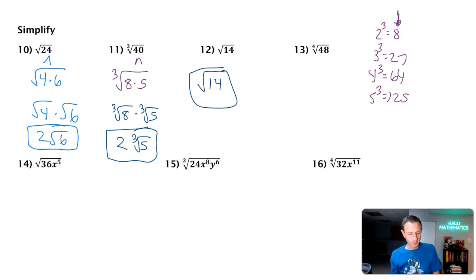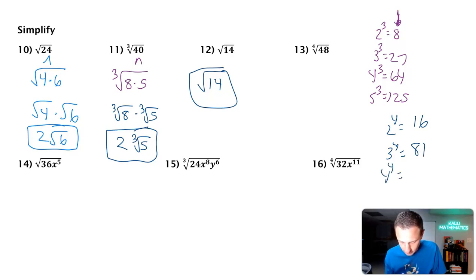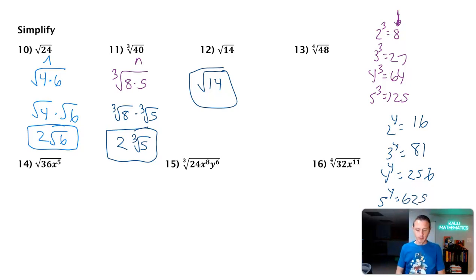Number 13, the fourth root of 48. So now we're talking about fourth roots. You don't really need to know a lot of the fourths. This really doesn't come up a whole lot, but 2 to the fourth is 16, 3 to the fourth is 81, and then I'll just write down 4 to the fourth, which rarely ever even happens, 256. And then 5 to the fourth is 625. It really doesn't get much bigger than that. I mean, it could, but we usually don't use fourths a whole lot.